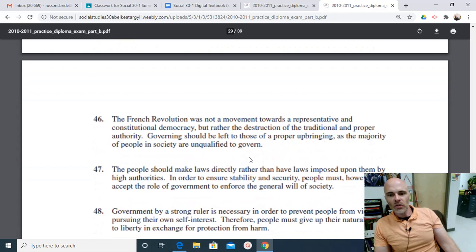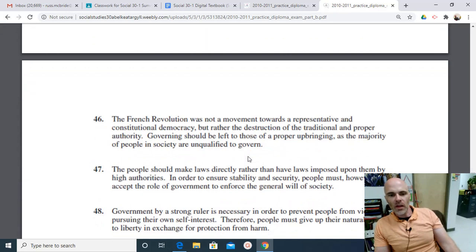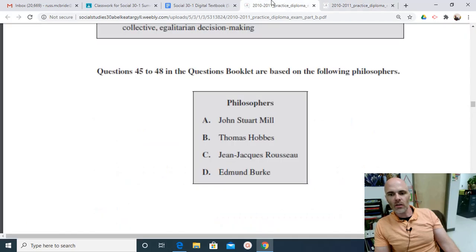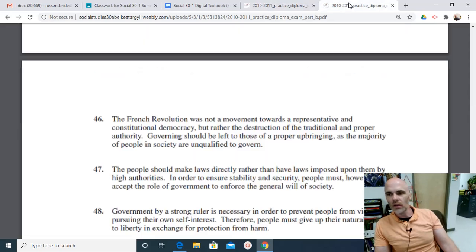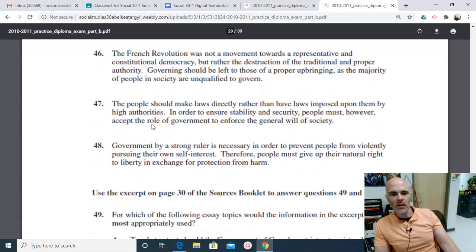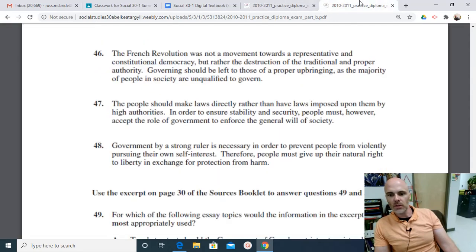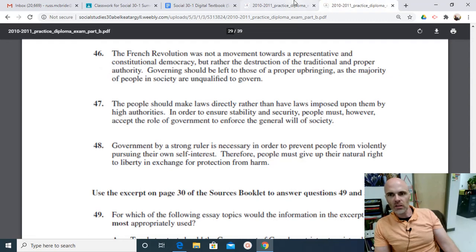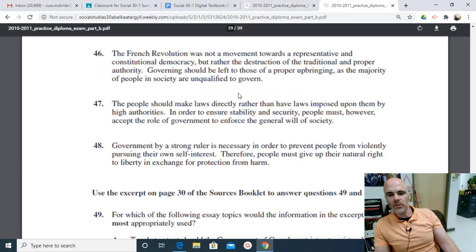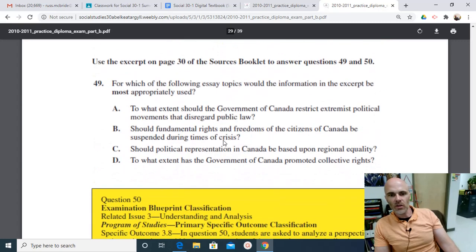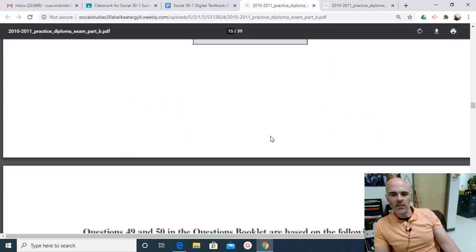The French Revolution was not a movement towards a representative and constitutional government, but rather a destruction of tradition and more. That sure sounds like Burke. He hated the French Revolution. In fact, that's like a quote that we use directly for him. You know, the betrayal of the great chain of being. The people should make laws directly. Was there a Locke or something? That's probably Rousseau. Government by a strong leader, Hobbes. Now, why do they put some questions so easy on there? That's why you need your cast of characters, because then it made it easy.